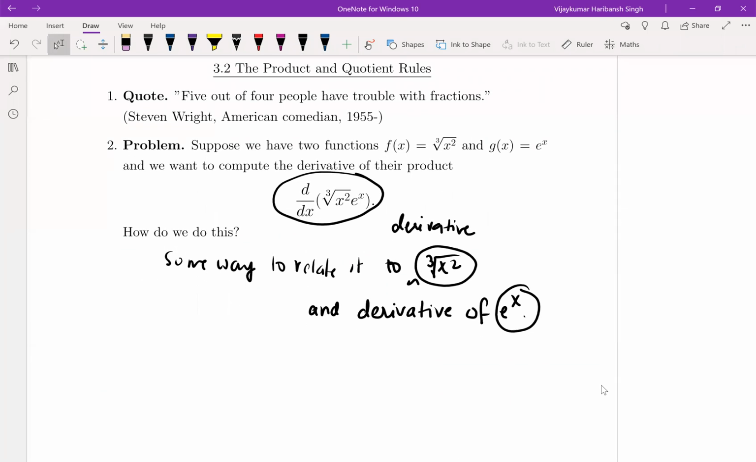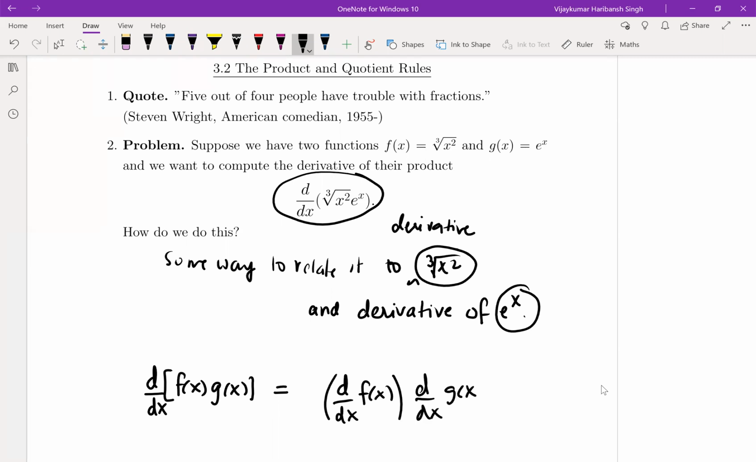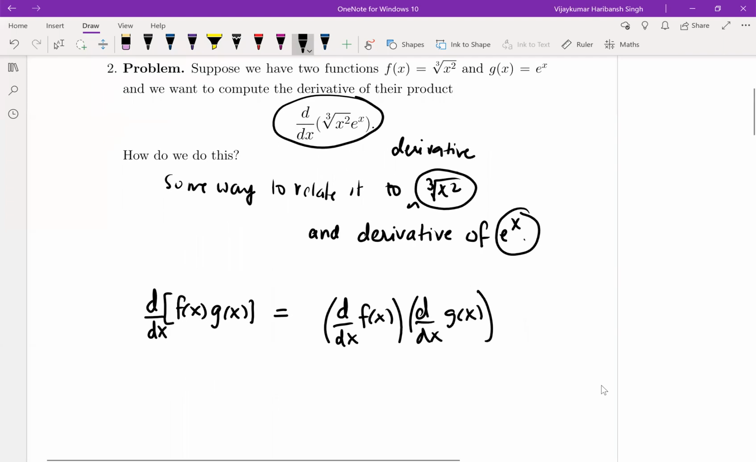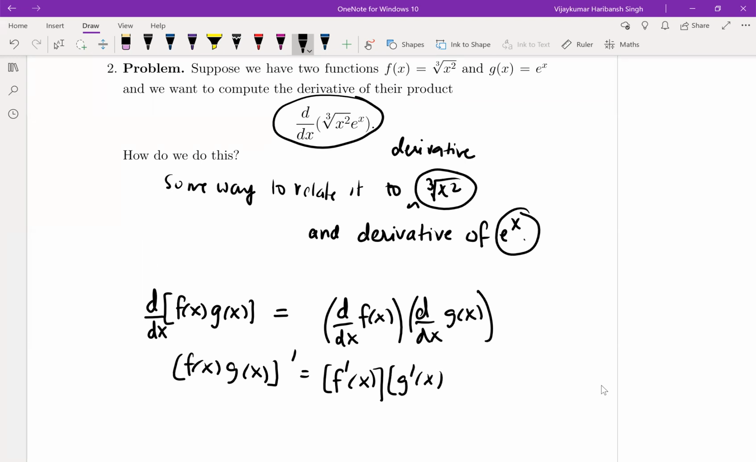So let's see. First of all, the derivative of f(x) times the derivative of g(x) is not equal to the derivative of f(x) times the derivative of g(x). So the product rule does not simplify, or in other words, you do not have (f(x)g(x))' equals f'(x) times g'(x). So this is not true in general, right?